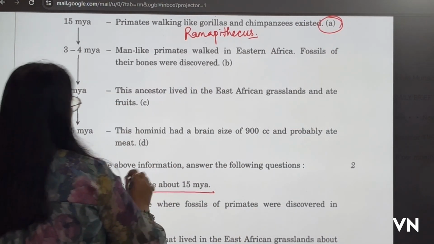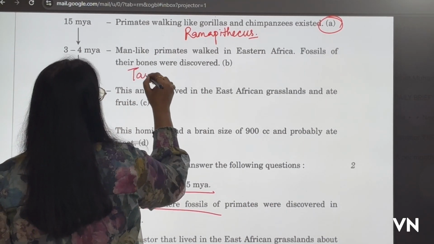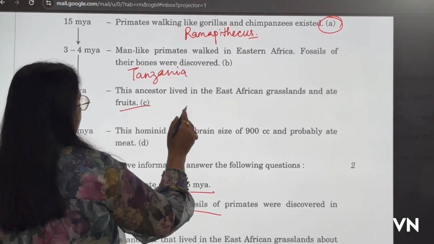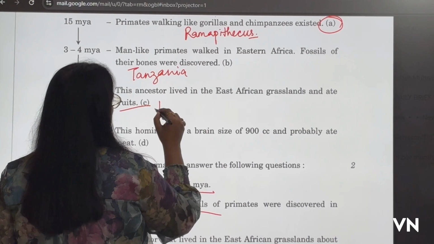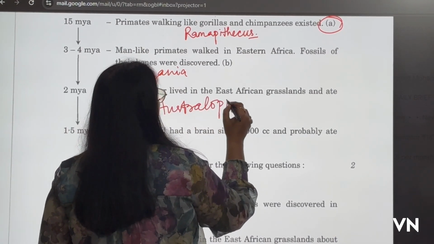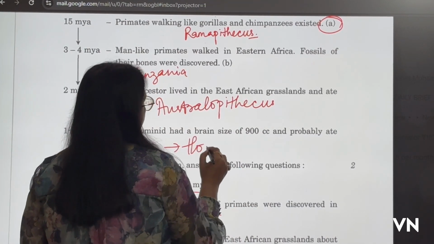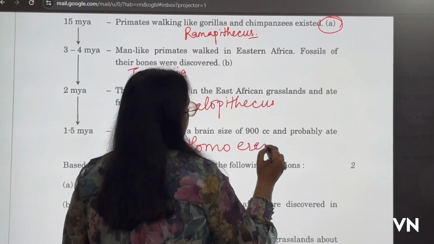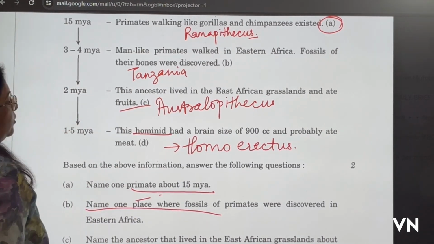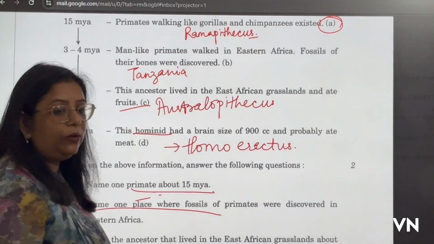Question part A. Then name one place where fossils of primates were discovered: Eastern Africa, Tanzania. Then see, the ancestor lived in the East African grasslands and ate fruits, that is Australopithecus. And here Homo erectus will be the answer. How? The hominid is asked. This hominid had a brain size of 900 cc and probably ate meat. So its answer will be Homo erectus.